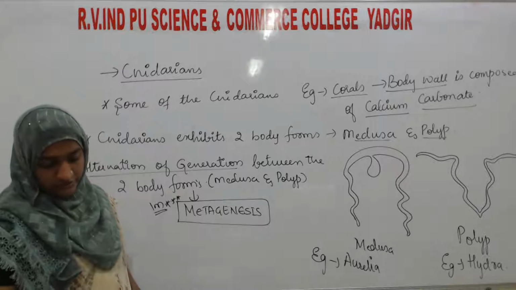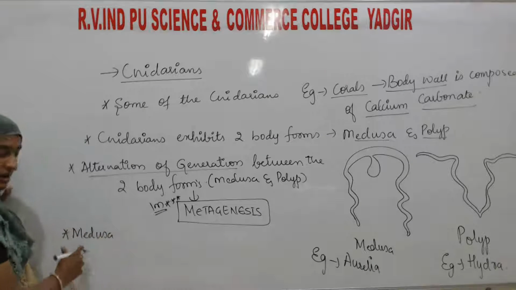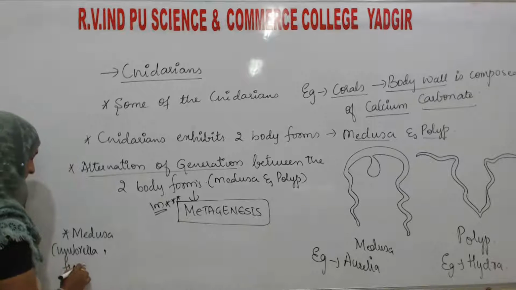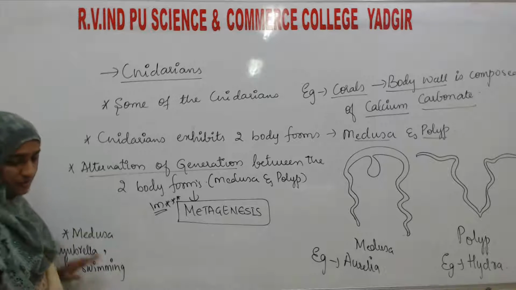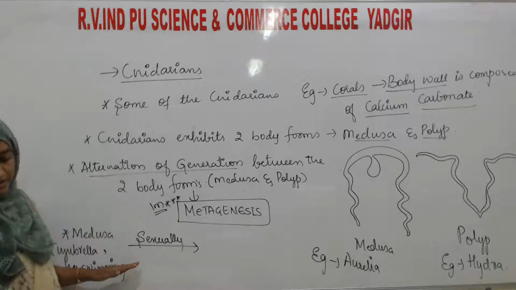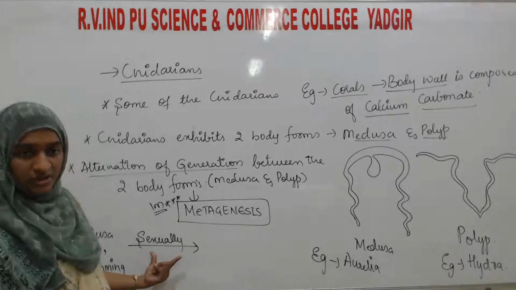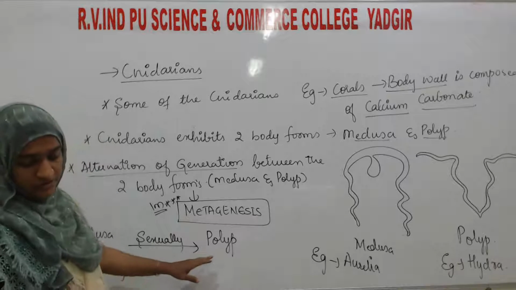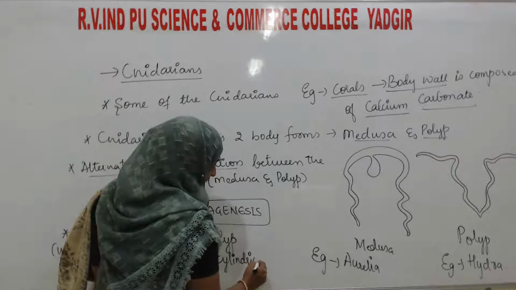See here, the medusa, which is umbrella shaped and free swimming, will reproduce sexually. Which method of reproduction? The sexual reproduction. So when they undergo sexual reproduction, they will form a polyp. Understood? The polyp, which is cylindrical and sessile.